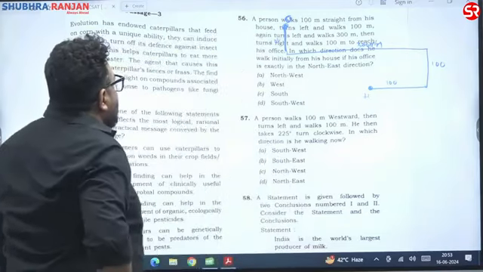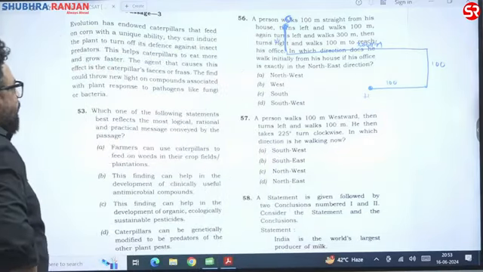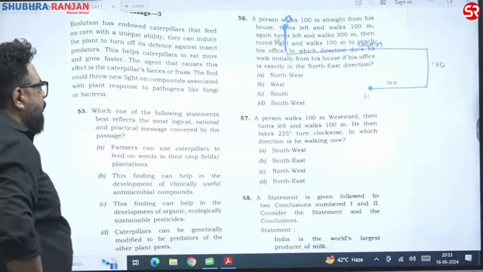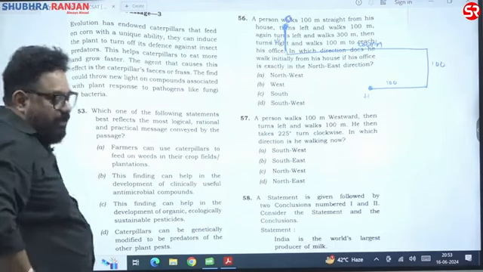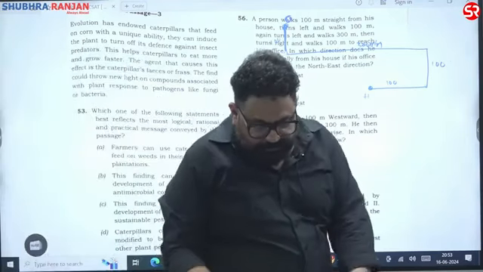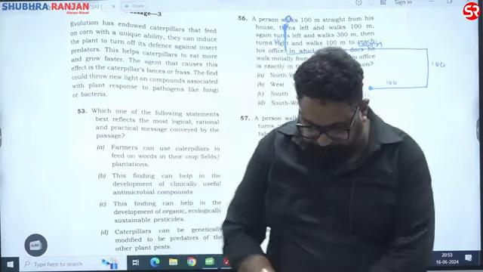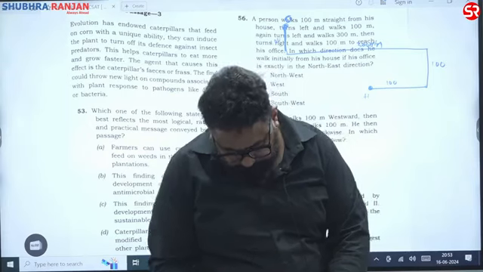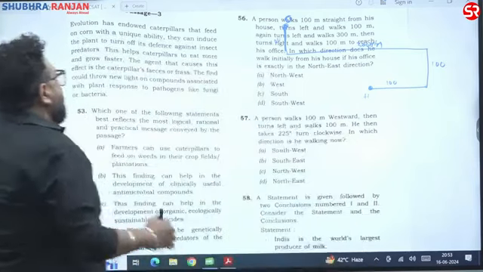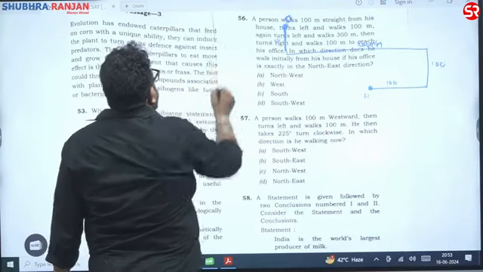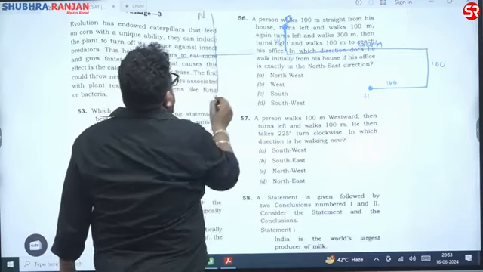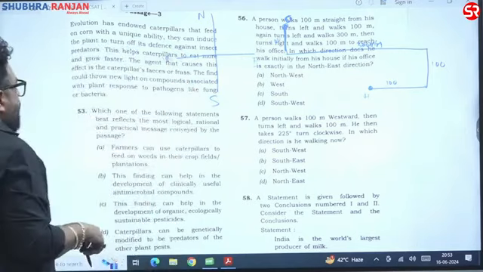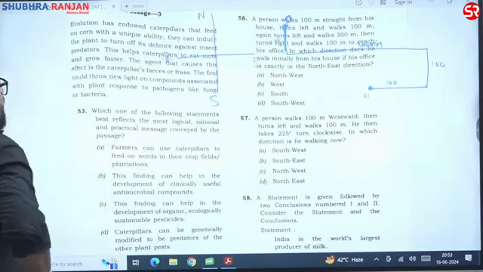Now what is the question asking? In which direction does he walk initially from his house, if his office is exactly northeast? So he has given you northeast as the direction of his office. Let's look at the directions: this is north, south, east, west. The office direction is in the northeast.